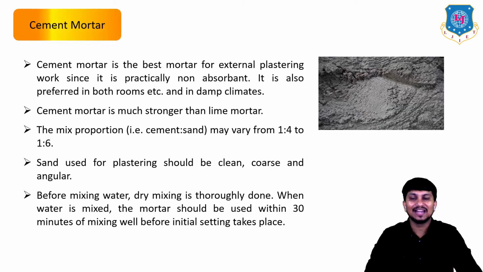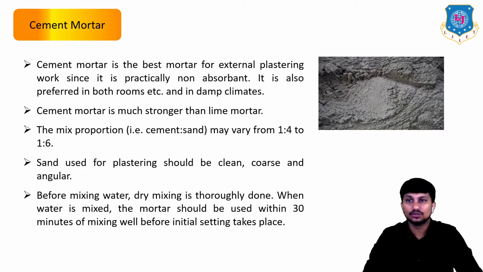The second type of mortar is cement mortar. The cement mortar is the base mortar for external plastering work since it is practically non-absorbent. It is also preferred in damp climates. This is how cement mortar looks, in which the main binding material is cement. Cement mortar is much stronger than lime mortar.